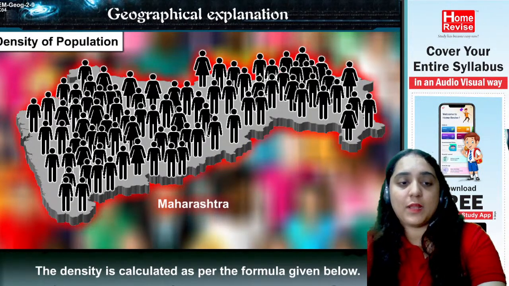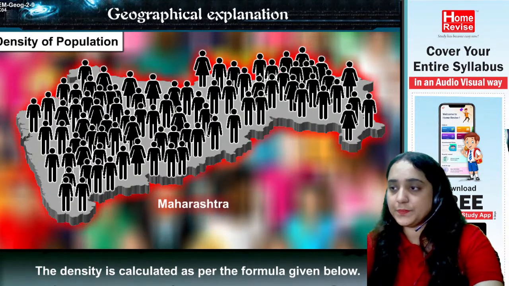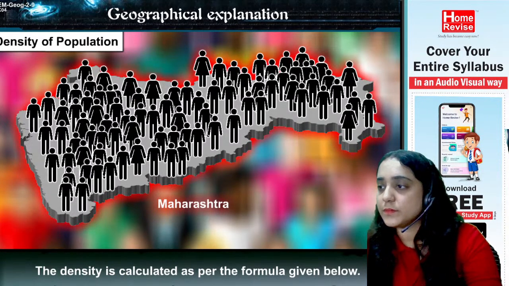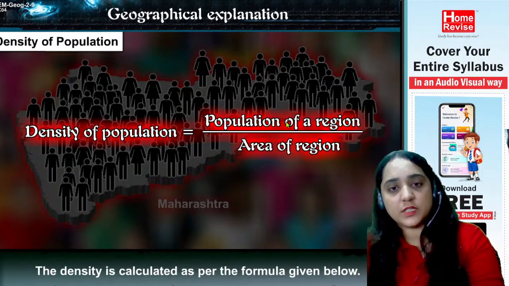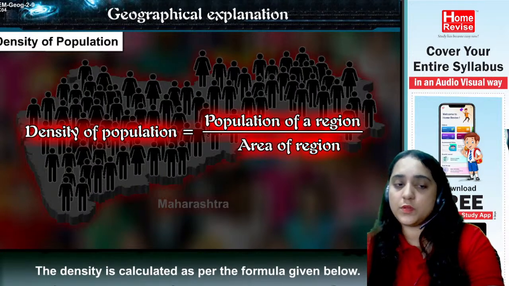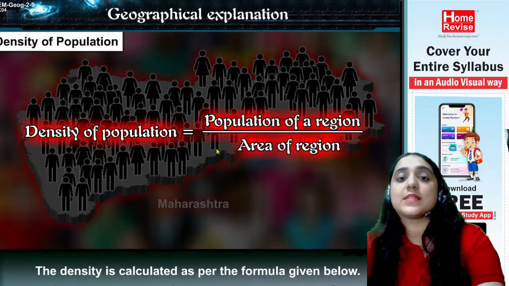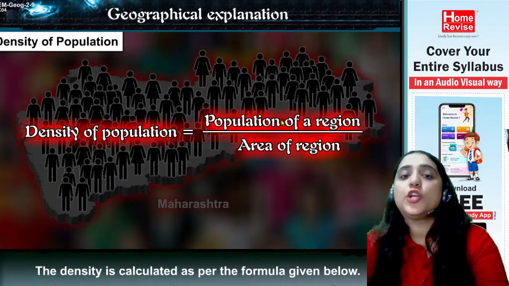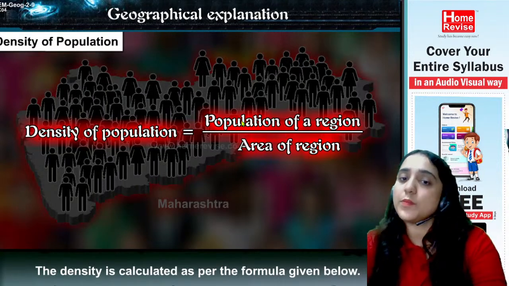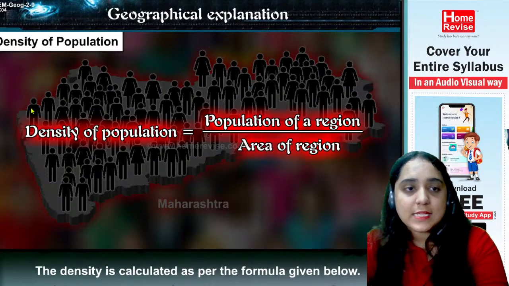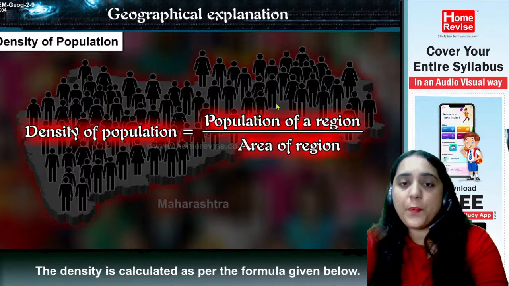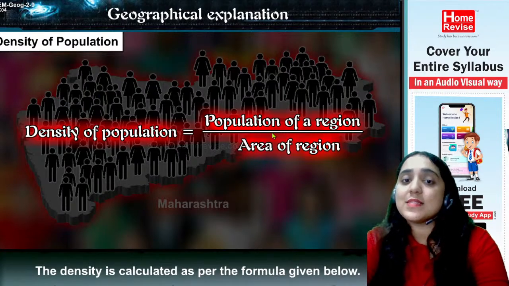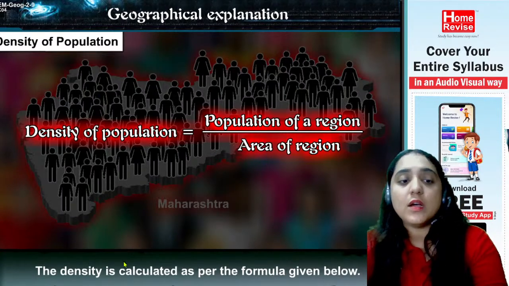So let's see what is the formula. The density is calculated as per the formula given below. Density of population is equal to population of a region divided by area of region. You can also say it is a ratio of the population of a region to the area of a region. Say if you are talking about Maharashtra, this is the area, and upon the number of population, 1, 2, 3, 4, 5, this is the number of population. So this is how you calculate the density of a region.